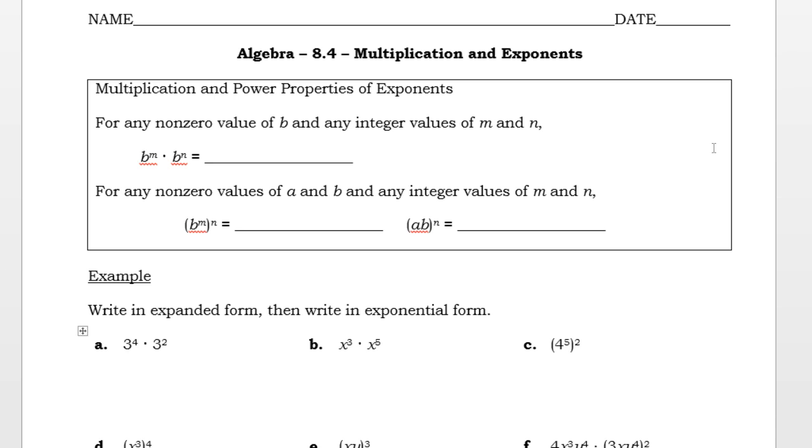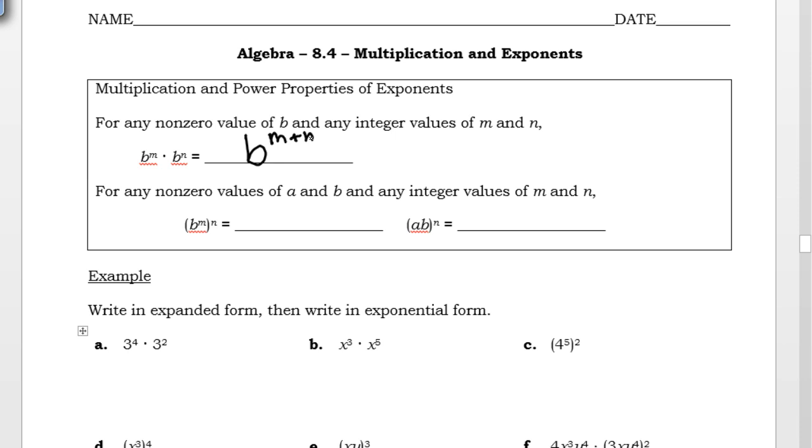Given the same base for any non-zero value b, and given two different integers, or any integers really, for powers m and n, to simplify that expression, the base would stay the same, and the powers get added together, m plus n.